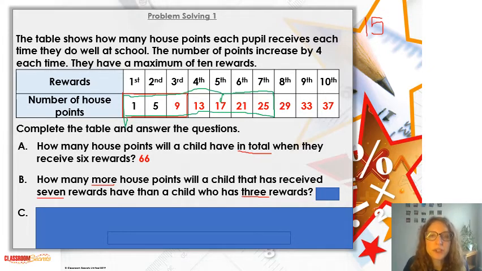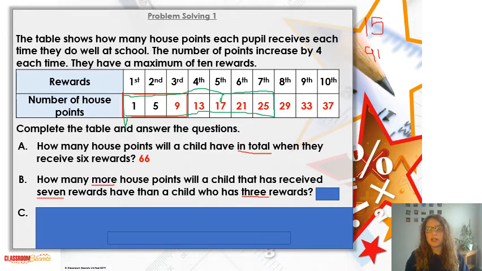Okay, so we can use the previous question to help us a bit here, because we already know that for receiving 6 awards, they get 66 points. So we can do 66 add 25 as well. Makes it a little bit easier. Okay, so 66 add the 25 equals 91. Let me just change my colour. Okay, so we've got 91.